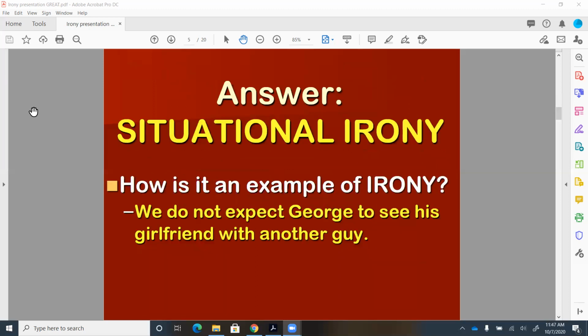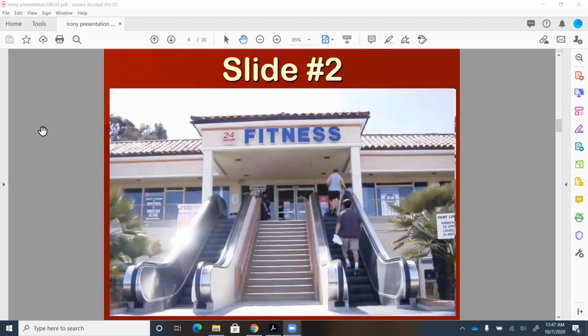All right. So probably most of you were correct in saying situational irony. There was nothing that we knew ahead of time that the characters didn't know. There were no words being exchanged. So that really only left situational irony because we didn't expect to see, or George didn't expect to see, his girlfriend with another guy. Let's try again.